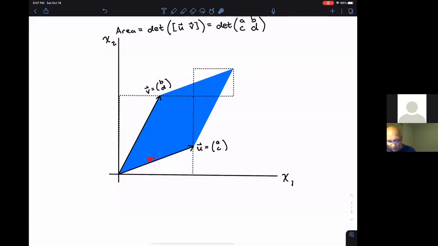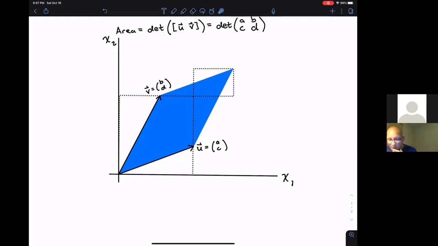You'll notice that I have a parallelogram drawn already. It's defined by the two vectors u and v. u is the column vector (a, c), v is the column vector (b, d). If I make a matrix whose columns are given by u and v, I'll get the matrix with a, b in the top row and c, d in the bottom row. So in order to calculate the area of this parallelogram, I'm going to do a little geometric proof.